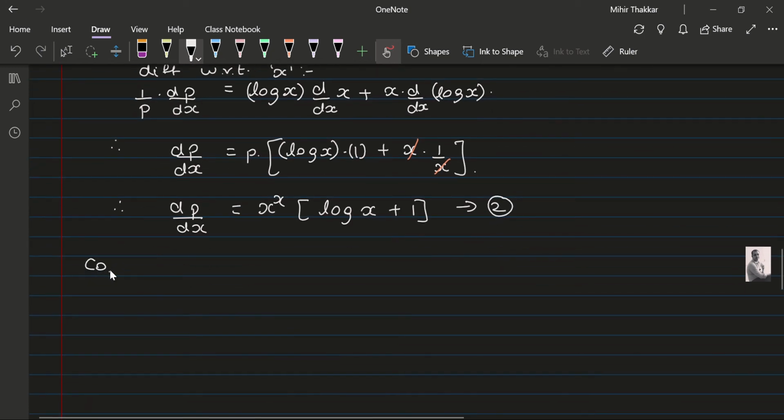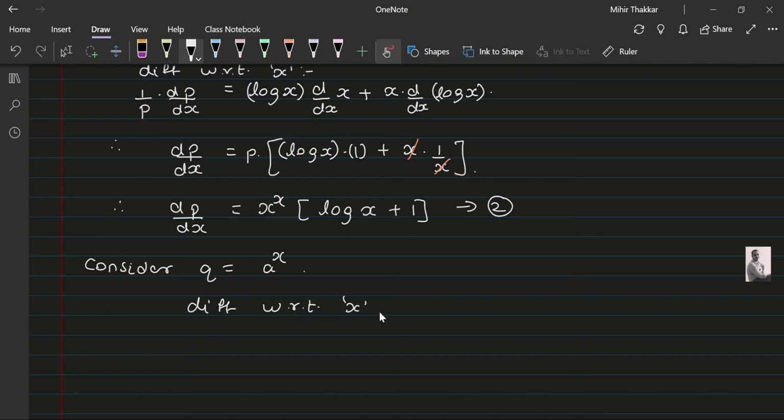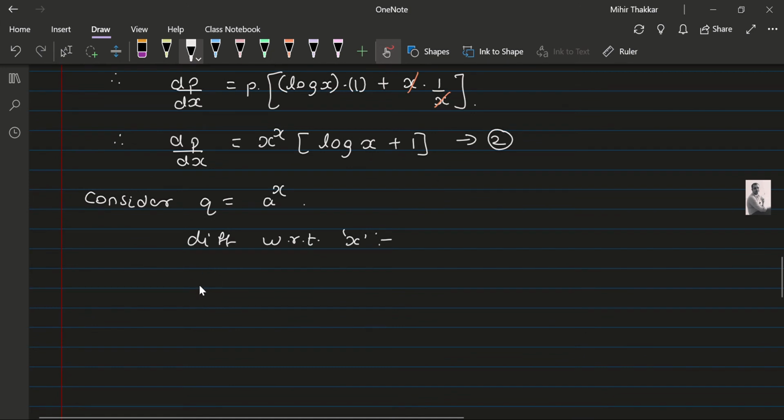Now I will say consider q. Q, as you know, is a very basic function a raised to x whose direct formula for the derivative is available, so we don't need to apply log over there. Directly we will differentiate with respect to x. So the derivative of q over here is dq upon dx, and this over here is a raised to x into log of a. That becomes your equation number 3.